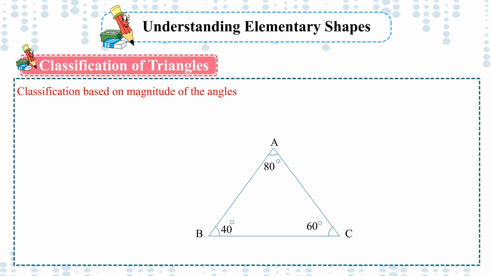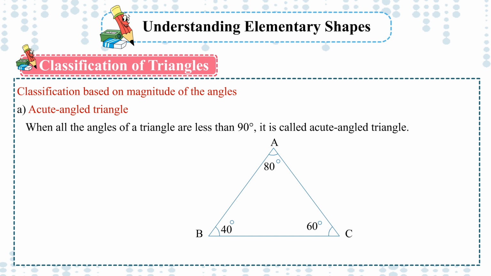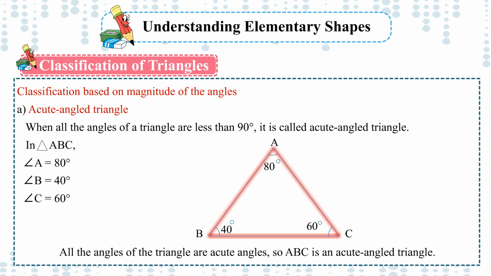Classification based on magnitude of the angles. A. Acute angle triangle. When all the angles of a triangle are less than 90 degrees, it is called acute angle triangle. In triangle ABC, angle A is equal to 80 degrees, angle B is equal to 40 degrees, angle C is equal to 60 degrees. All the angles of the triangle are acute angles, so ABC is an acute angle triangle.